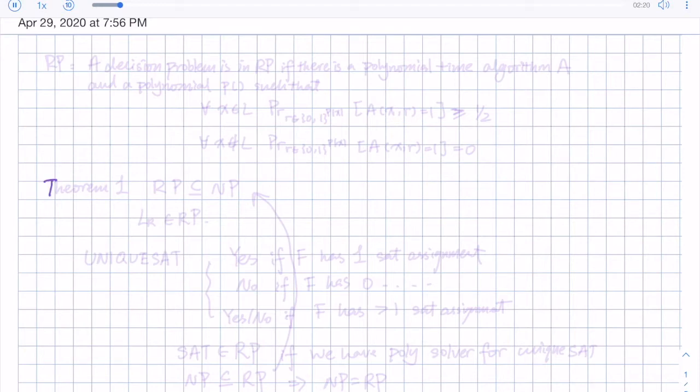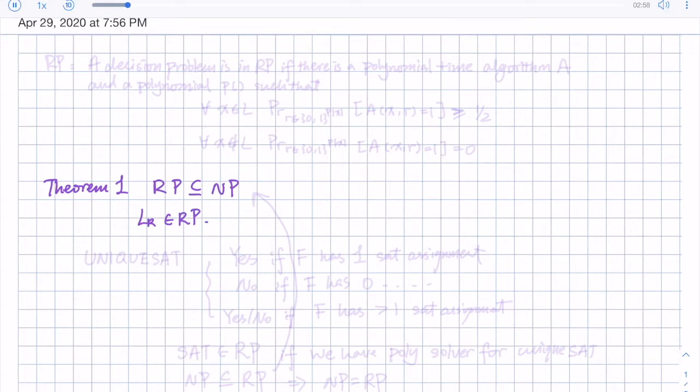Now we have this theorem 1, which says that RP is contained in NP. And why is that? Suppose we have an arbitrary language L_R that is in RP. Then for any instance W of the problem, if W is in L_R, then there is a random sequence R for which the algorithm answers yes. And if the instance W is not in L_R, then there is no random sequence that will trick the algorithm to accept the instance W.